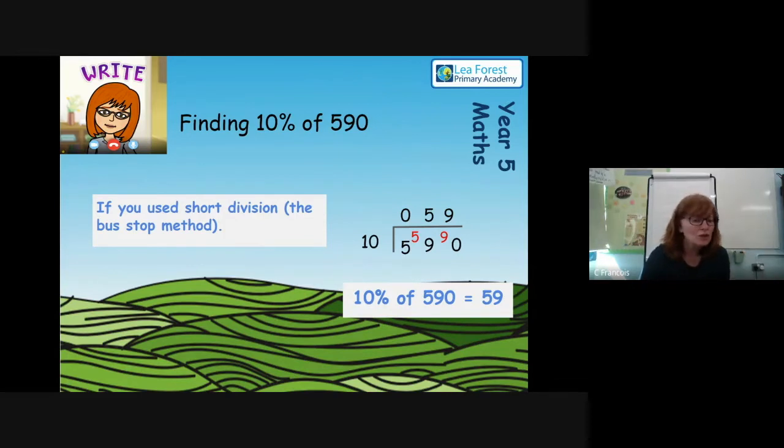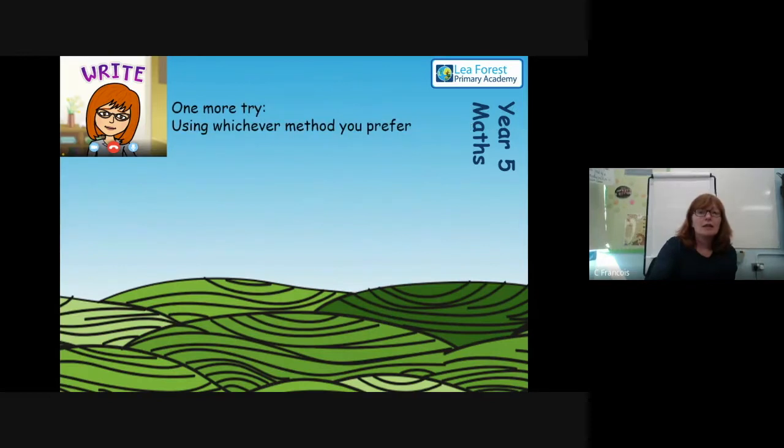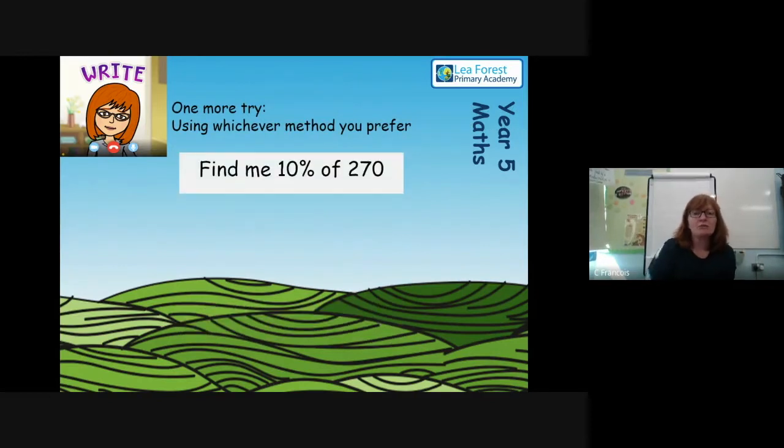Now, I wasn't quite sure this morning how quickly we'd get this. So there is another example of finding me 10% of a number. And I'm still going to let you do that because if we're in the classroom, we probably would go through more than one example. So again, whichever method you prefer, find me 10% of 270.